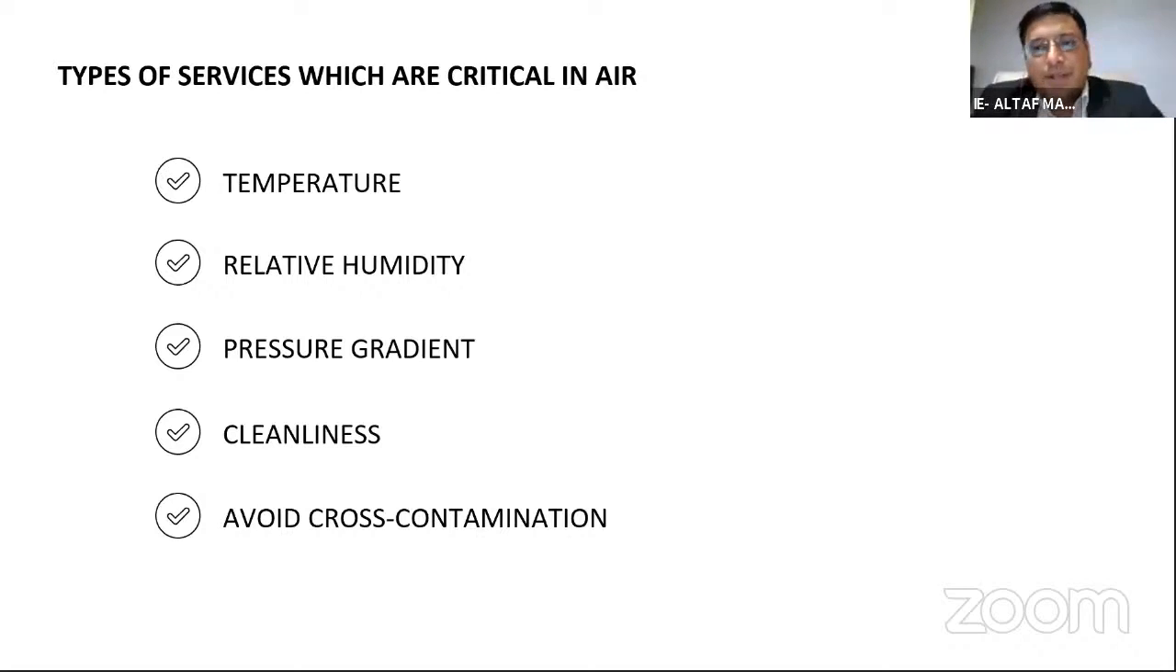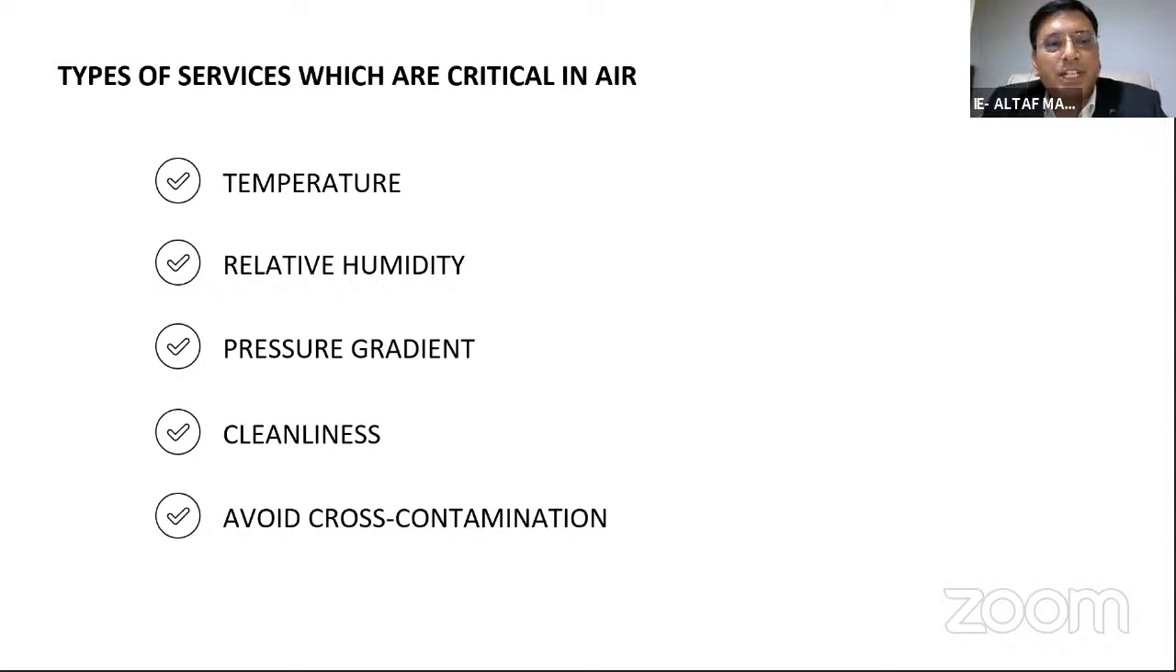Pressure gradient again is different for the OSD plant and for the injectable plants. I'll show you in the next slide. Class of cleanliness will also be different. For an OSD plant, it will be a little lower class, like class D, and somewhere class C. But for injectable plants, the class of cleanliness will be higher, like class B and class A. I will show you the brief in layouts also.